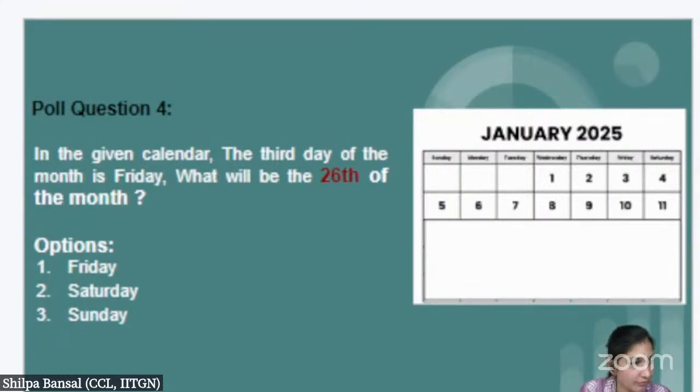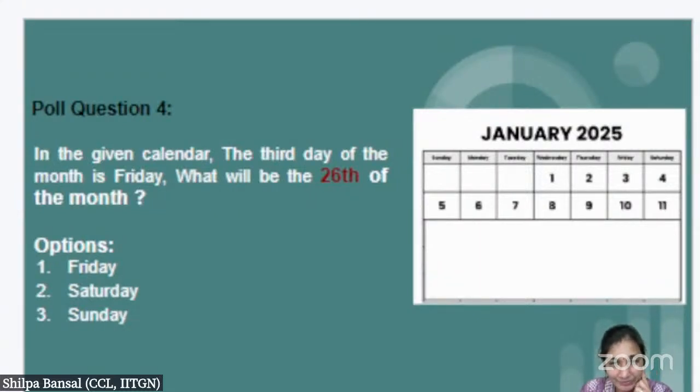Some of you are saying Friday and someone is saying Sunday. No one is saying Saturday, only Friday and Sunday. Let's see what the correct answer is. We have received some answers for Saturday too. If you know the 3rd is a Friday, what will be the 26th of the month? We will be taking the session 20 minutes extra. I want to do a very interesting thing.